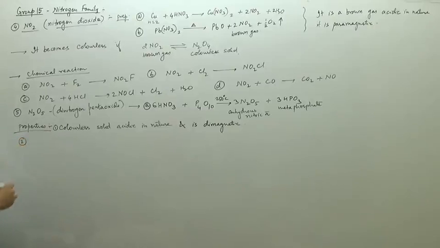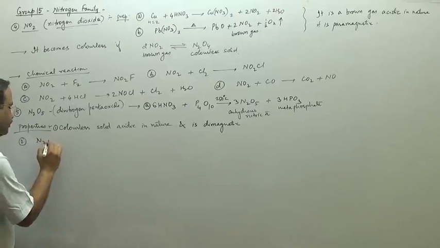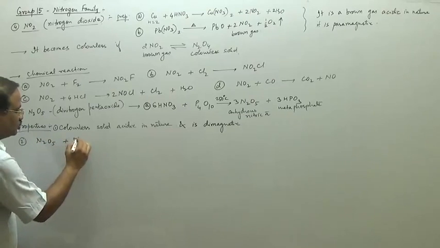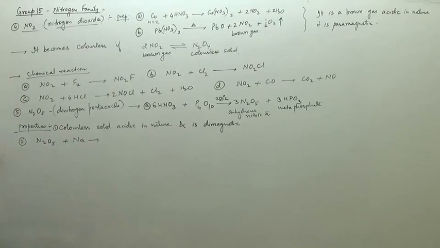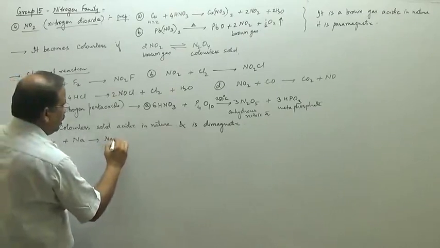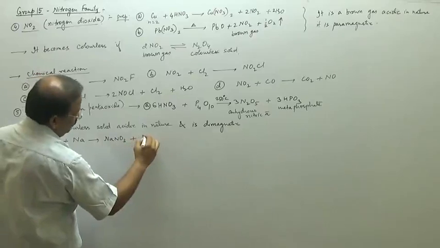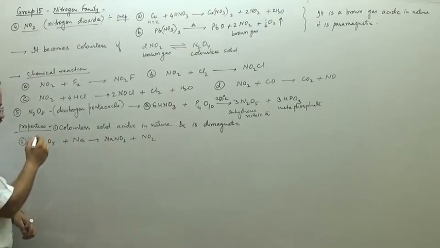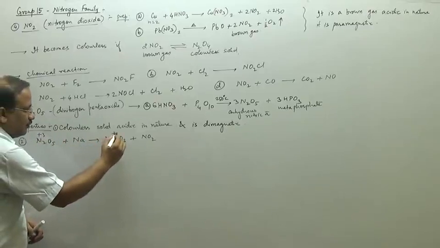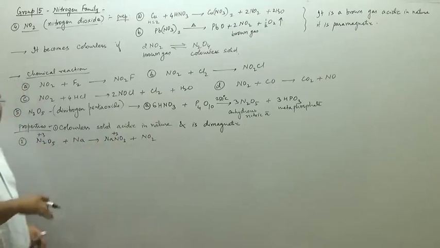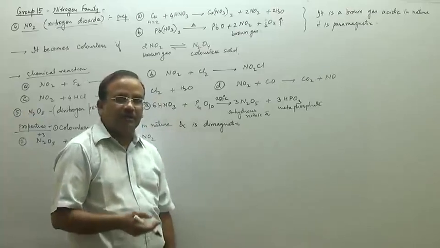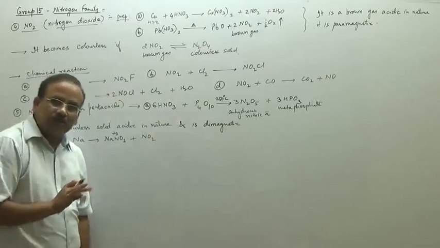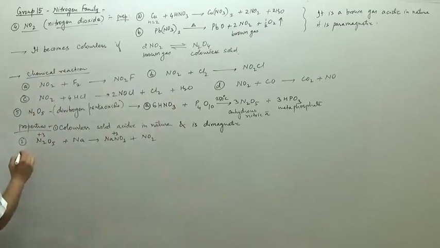The chemical properties: N2O5 reacts with sodium metal to form NaNO3 plus NO2. It means that the oxidation state remains the same, plus 5. With water, it will get hydrolyzed and form a product like that. On hydrolysis, the oxidation state never changes, we know that.